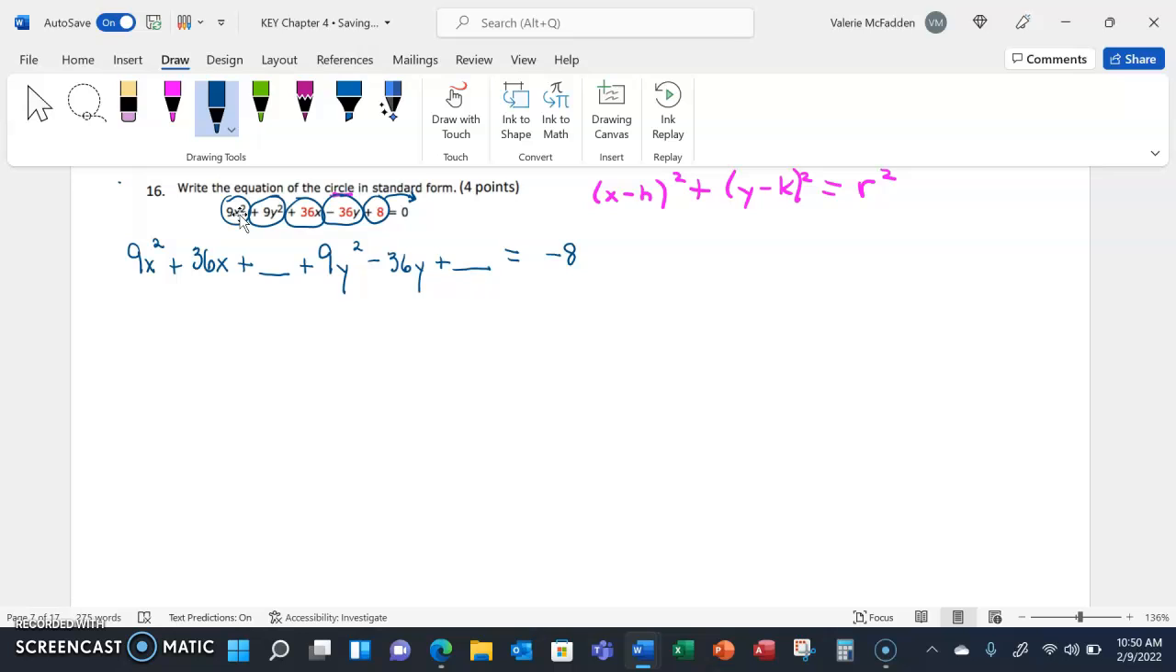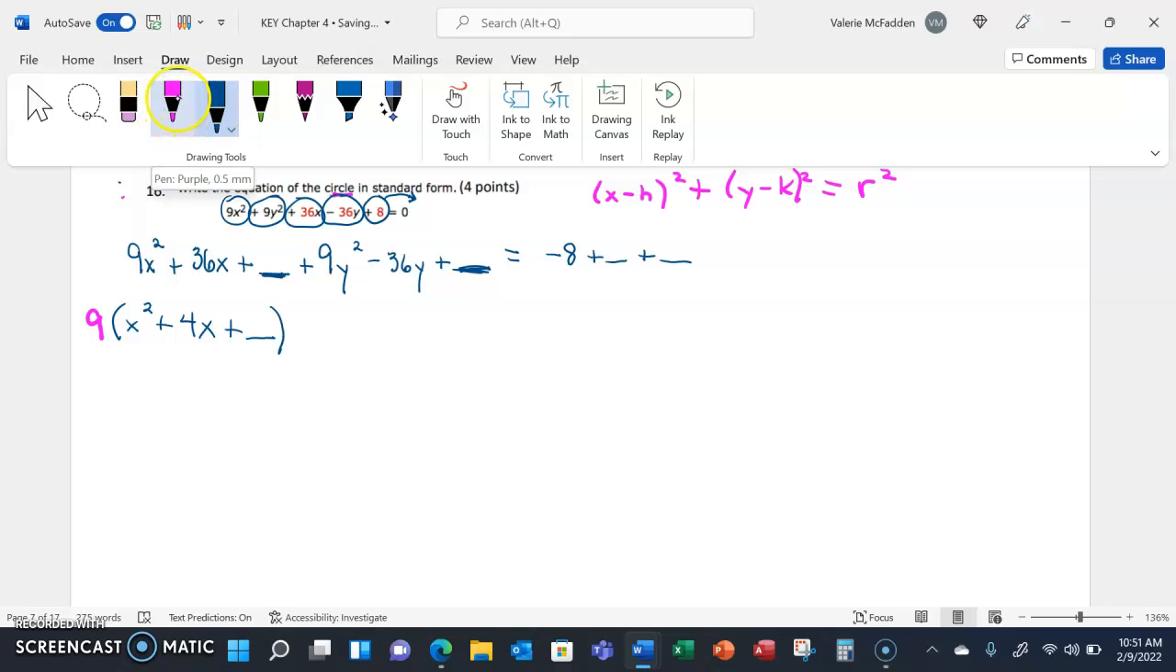So it's always going to become the opposite number. And plus a blank, plus a blank. Whatever we add here and here, we have to add to the opposite side as well. Before we're ready to complete the square, which is filling the blanks, we have to have a 1x squared. So we're going to factor the 9 out. So we have 9, open parentheses, x squared plus 4x plus a blank, close parentheses.